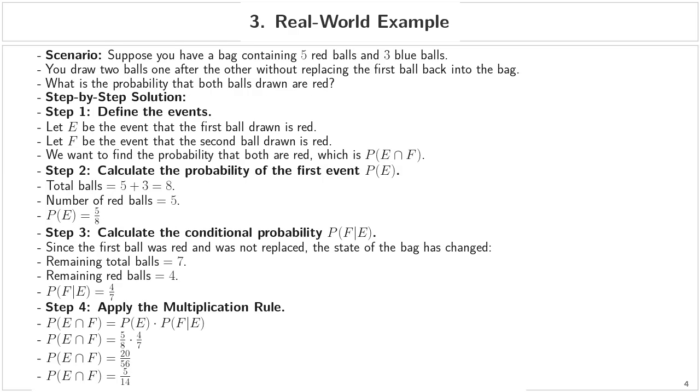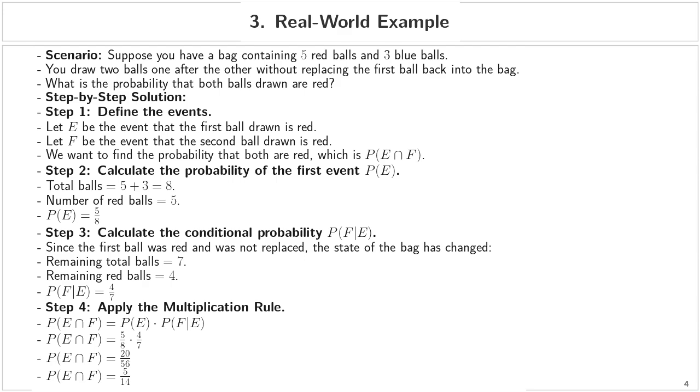Finally, we apply the multiplication rule that we discussed in the previous slides. To find the probability of both events occurring, we multiply the probability of the first event by the conditional probability of the second. So, we take 5/8 and multiply it by 4/7.